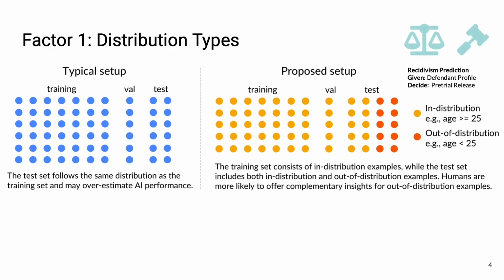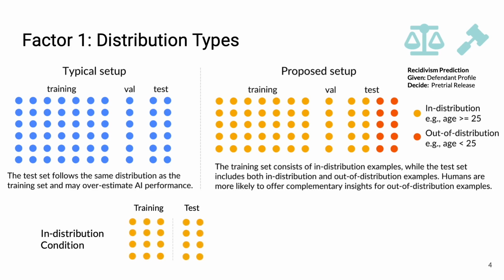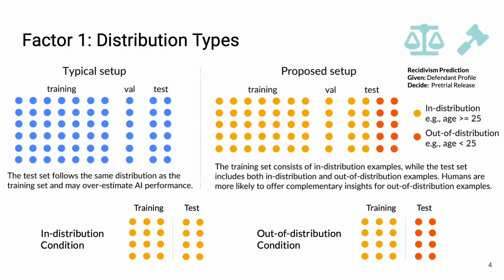The goal is to predict whether a defendant will violate terms of pretrial release given their profile. During training time, the AI model only sees defendants older than 25. During test time, if they are still seeing defendants within the same age range, then this is referred to as the in-distribution condition and is equivalent to the typical setup. However, if they are seeing defendants younger than 25 during test time, they are seeing the out-of-distribution examples. This is our proposed setup and is referred to as the out-of-distribution condition.